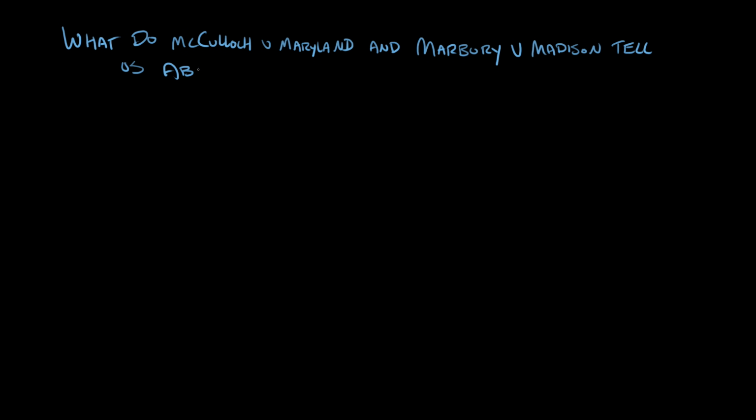So McCulloch versus Maryland is frequently paired with Marbury versus Madison as being two cases that really decide the extent of federal power in this early era. Do you think these two cases are related? What do they tell us about the ideas at this time period about federal power?